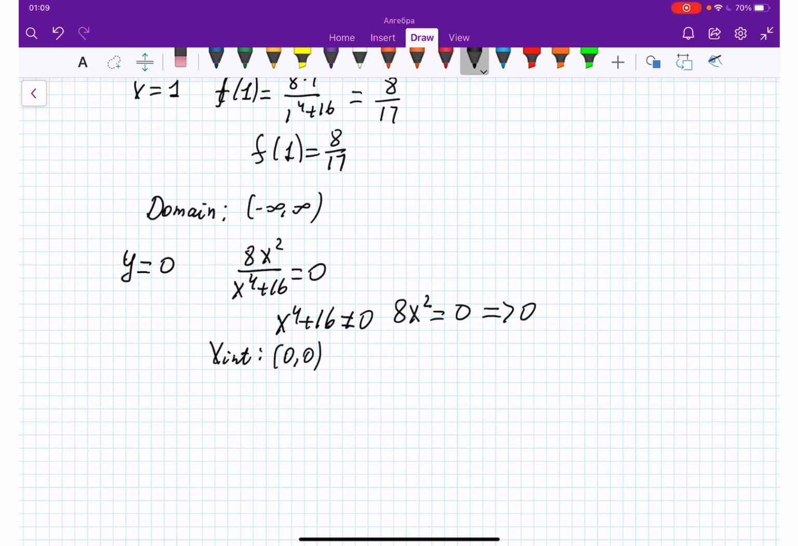And lastly, let's find out the y-intercept, which means I'm taking x equal to 0. So the y-intercept is equal to 8 times 0 squared over 0 to the power 4 plus 16. So it's going to be 0 over 16, which is equal to 0. So there is only one intercept for x and y, and it's going to be 0, 0.